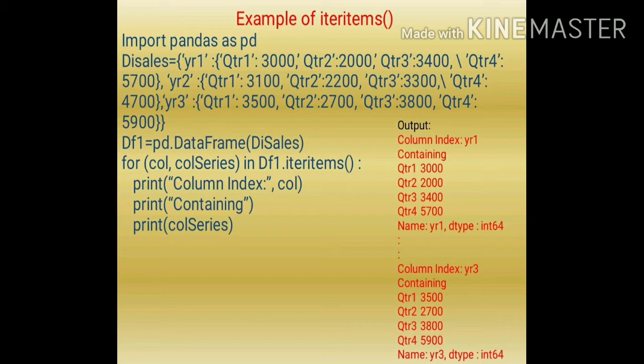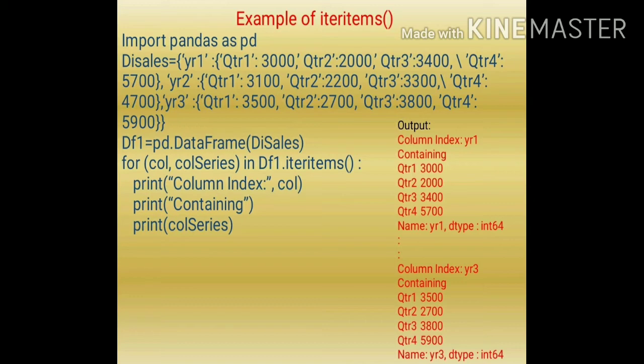When the loop is running first time, value of col is yr1, which is the first column heading. Then containing will come as it is, then col series. This column series will give you the first row of column 1, second row of column 1, third row of column 1, fourth row of column 1, the name of the column and its data type. When the loop goes the second time, it will go to the second column, that is yr2. And again for yr2, qtr1, qtr2, qtr3, qtr4 content will be displayed.